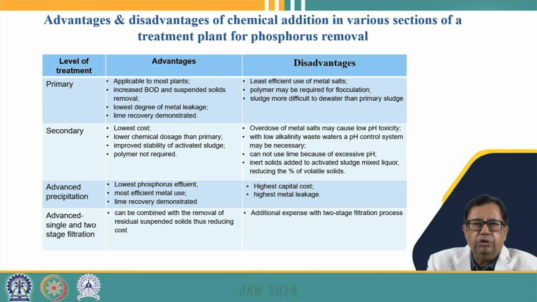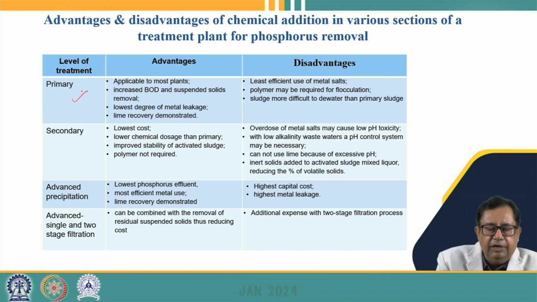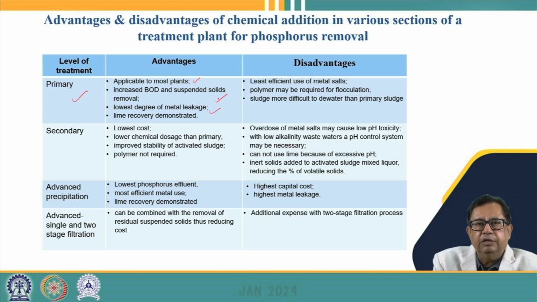Now let us talk about the various advantages and disadvantages of adding chemicals in various sections of the treatment plant, so that the phosphate removal can occur. We can have the chemical addition at the primary stage, which is applicable to most of the plants. It will increase the BOD as well as the suspended solids removal. It will also lead to the lowest degree of metal leakage, as we are adding the metals in the initial stages only, which can be further removed during the later stages. Similarly, we can also recover the lime in this process.